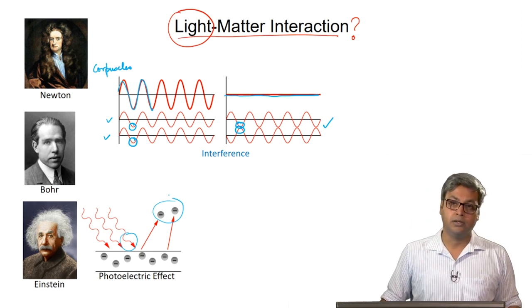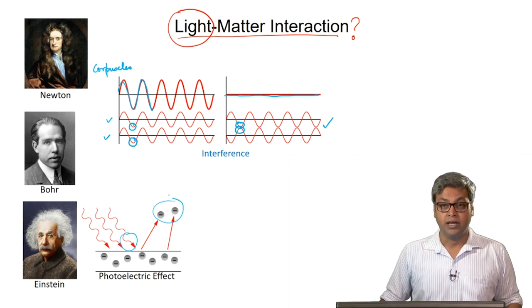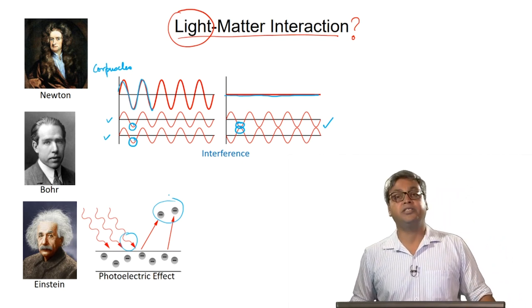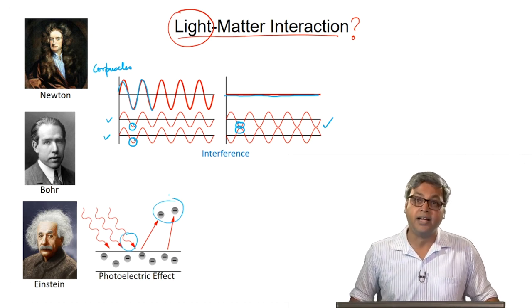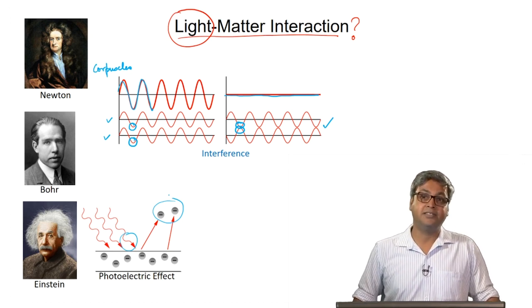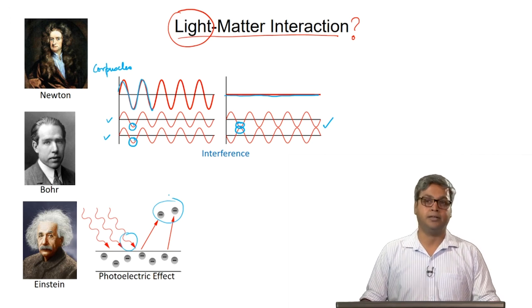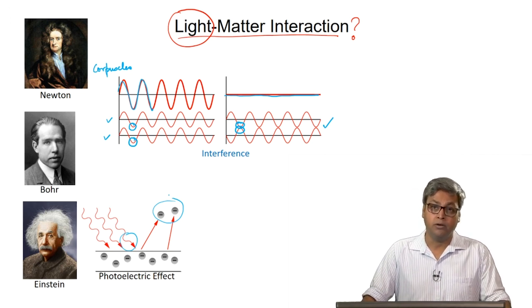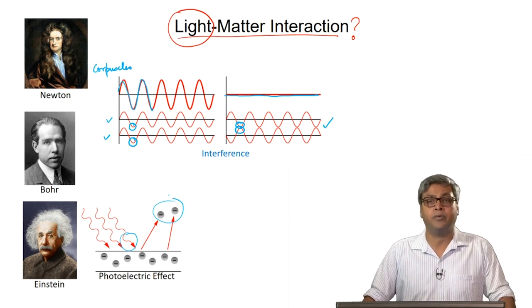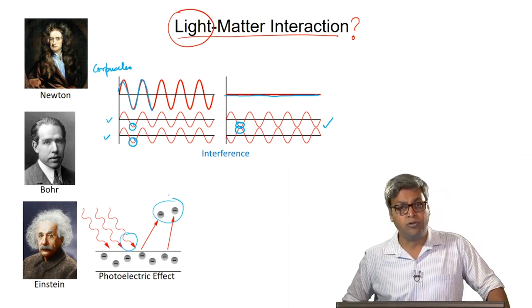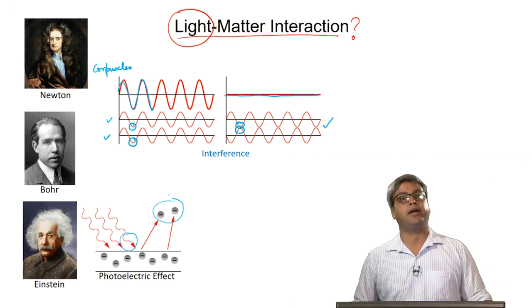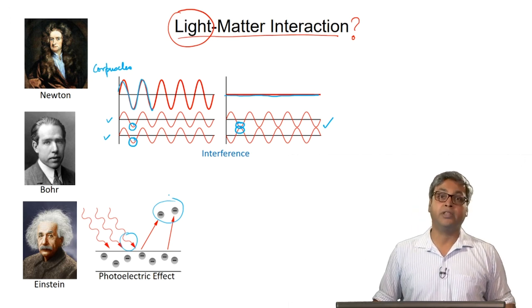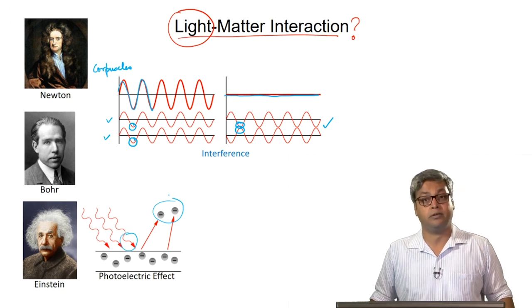Now, let us ask whether this process is a physical or a chemical change. This is a chemical change because, similar to a chemical reaction, here light is destroyed and a new particle, that is electron, is formed. Normally, when we are studying bulk properties of matter, we can explain those properties using classical mechanics. When we think about chemical reactions, we have to think in terms of the atomic nature of matter.